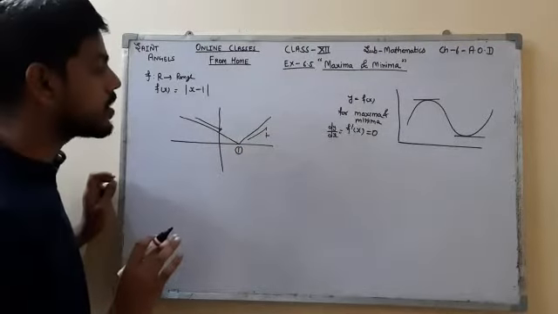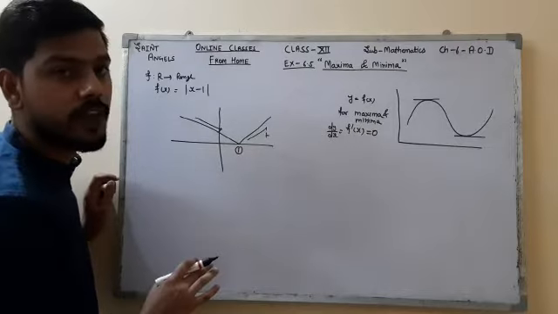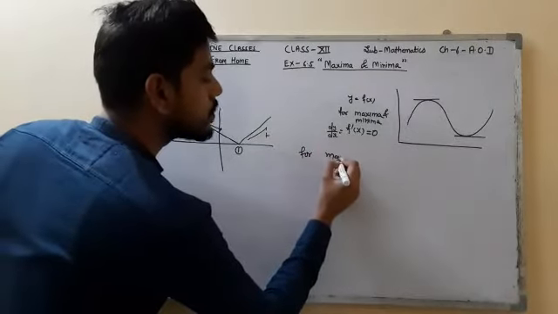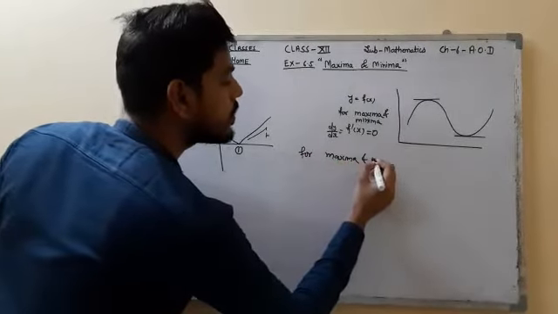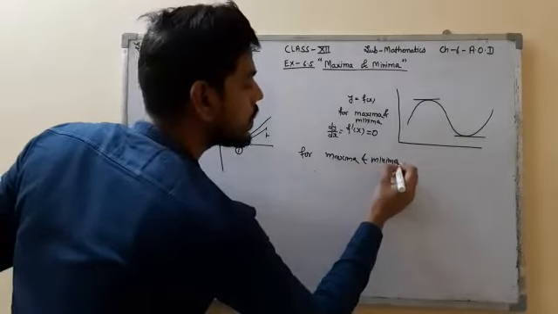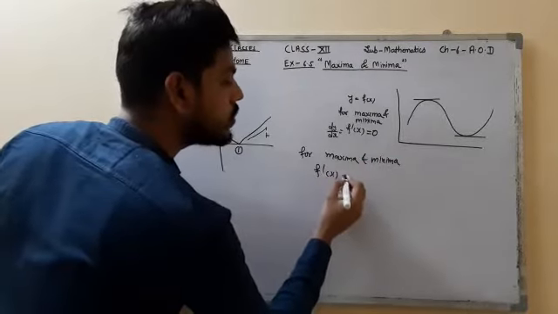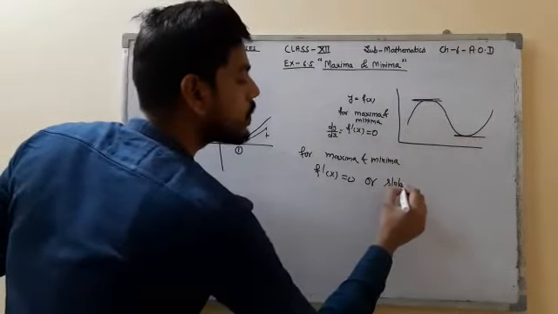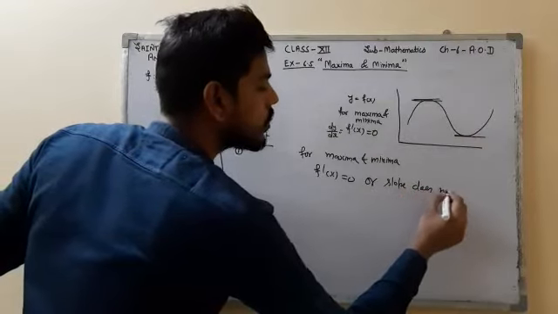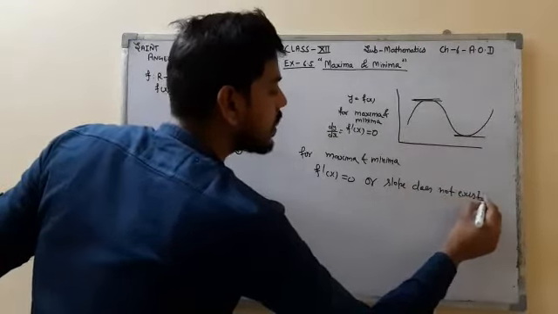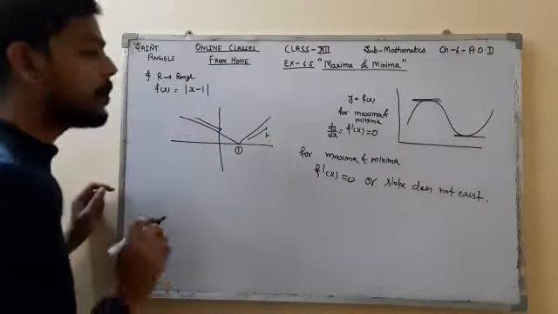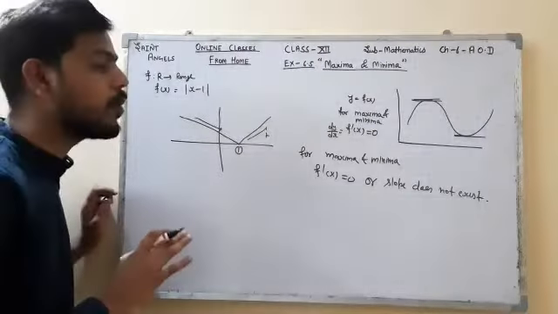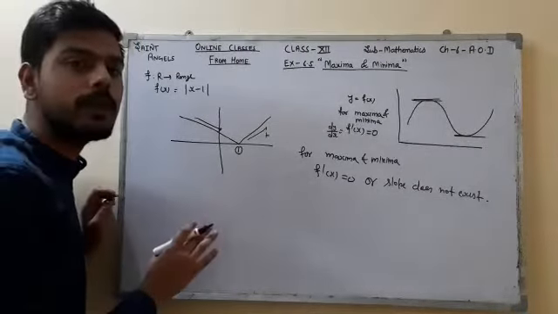So for a function having a minimum or maximum value, there will be two conditions, for maxima and minima. Either the slope will be equal to 0 like this and this, or the slope does not exist like at this point. So whether the function is differentiable or not, we can have a maximum or minimum value. So please note down this concept and we'll move forward.